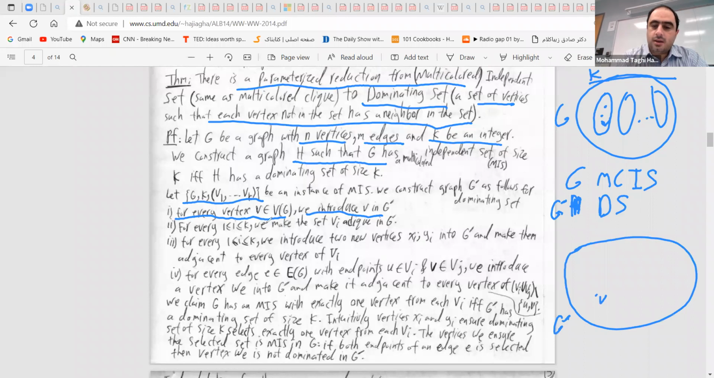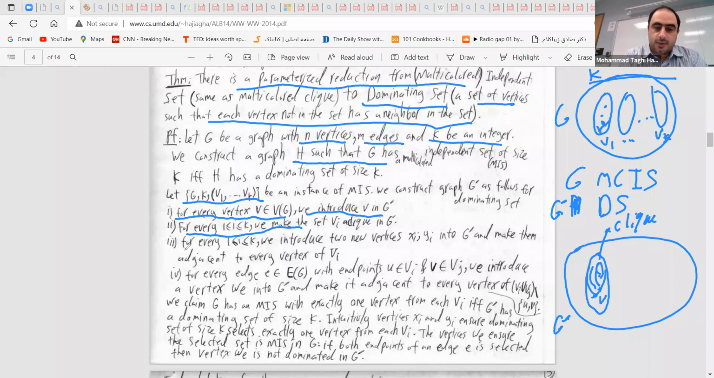Now, we have a set Vi. So these are V1 to Vk here. For any of these Vi's, we are making this one a clique. So these vertices, we are putting them, and we are adding all edges in between. So we make this one a clique. So each vertex has a corresponding vertex here, and we are making this one a clique. So that's the second step.